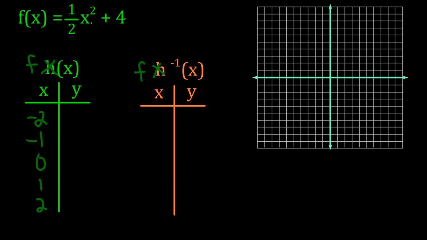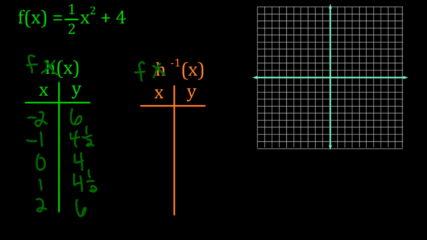So if we do -2 squared, that's 4. 4 times a half is 2. And then 2 plus 4 is 6. Plug in -1. -1 squared is +1. Times a half is 1/2. Plus 4 is 4.5. Plug in 0. 0 squared is 0. Times 1/2 is still 0. Plus 4 is 4. And then these other two we already know, because 1 squared is 1, times a half is 1/2, so this is 4.5. Plug in 2, and you get 6.